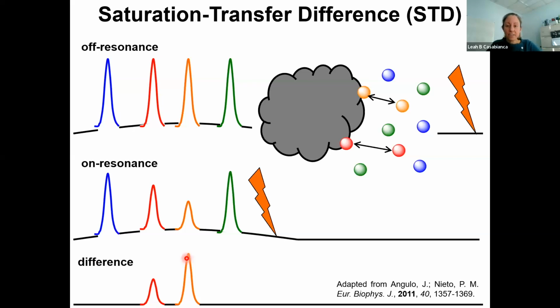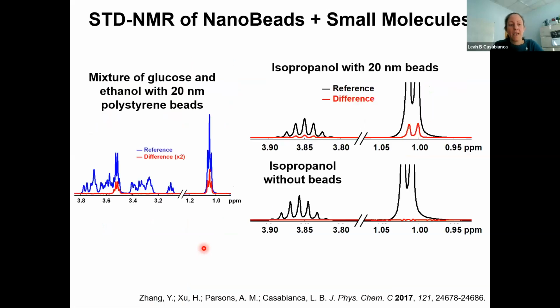Another nice thing about this experiment is that it doesn't require that the receptor be able to be observed in solution state NMR. So there's no upper limit to the size of the receptor that could be studied using this technique. So we thought, let's try to use this technique to study small molecules interacting with the surface of nanoparticles. And so for this, we used what we call nano beads.